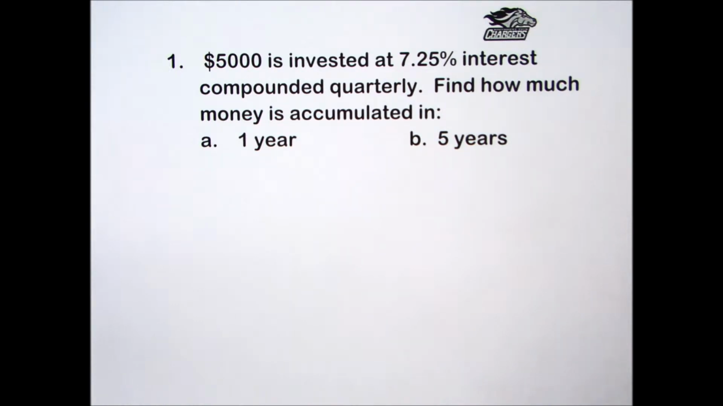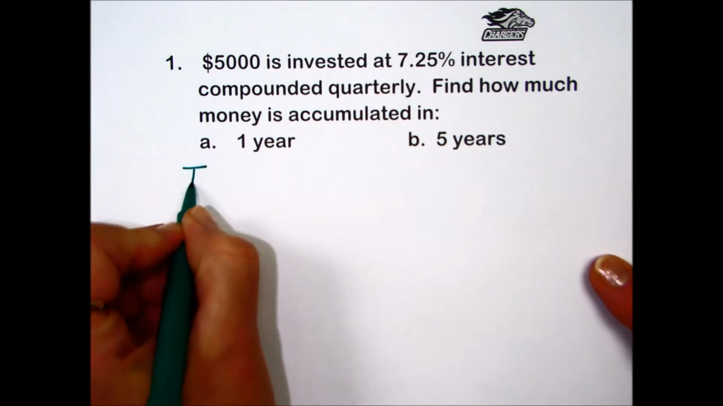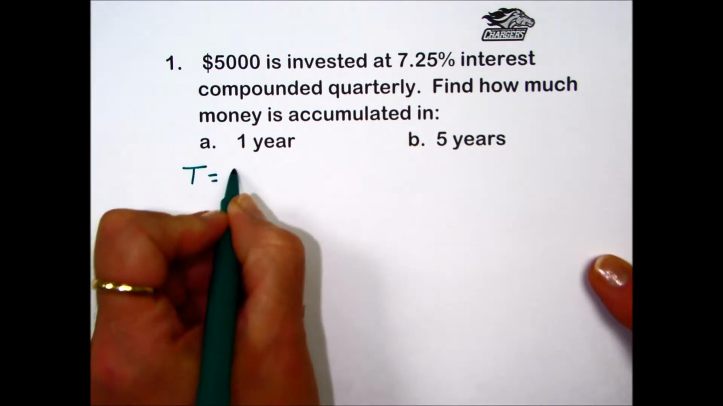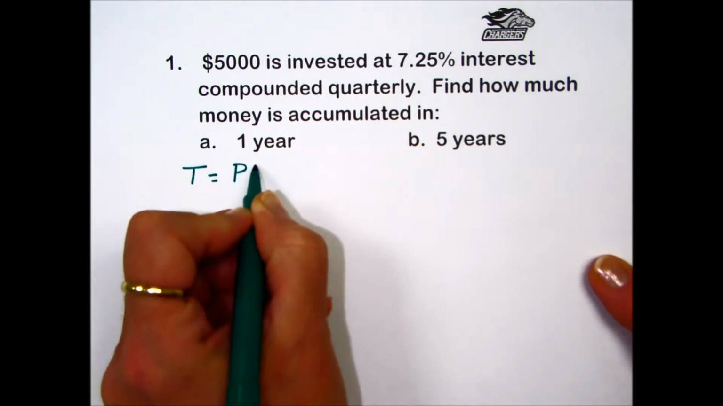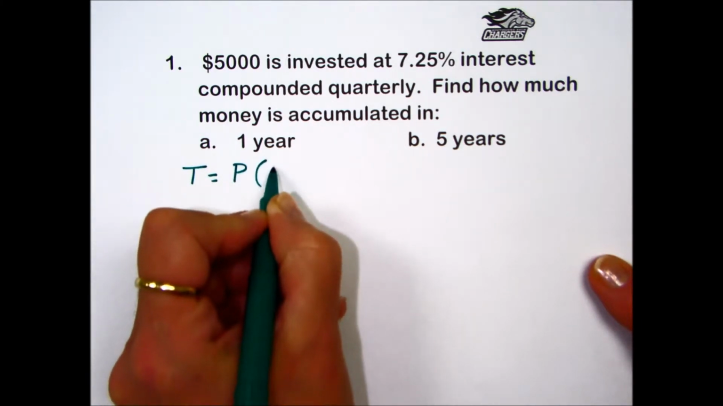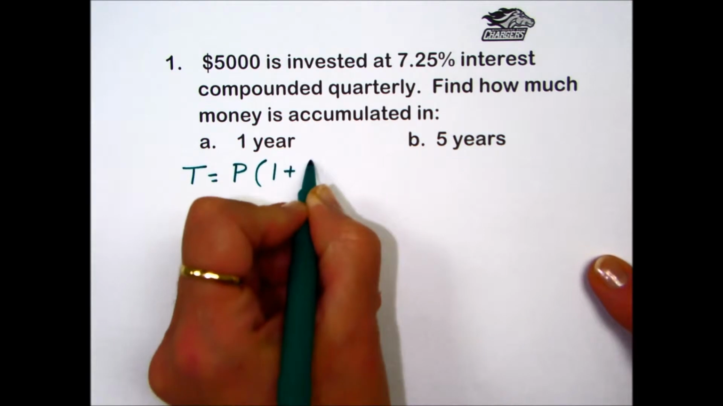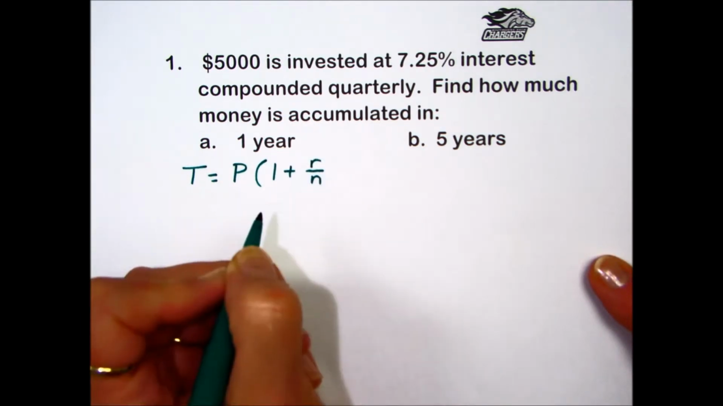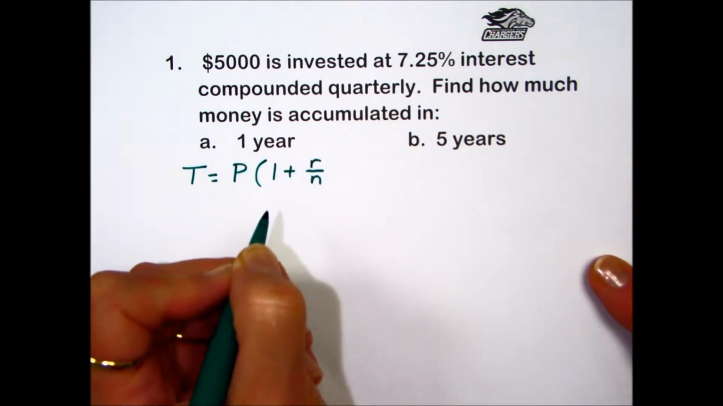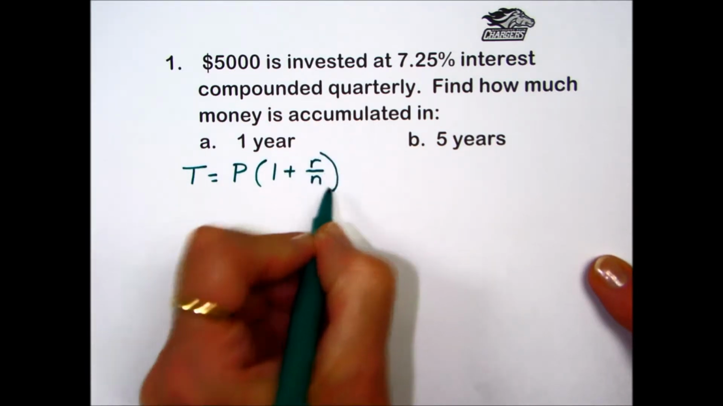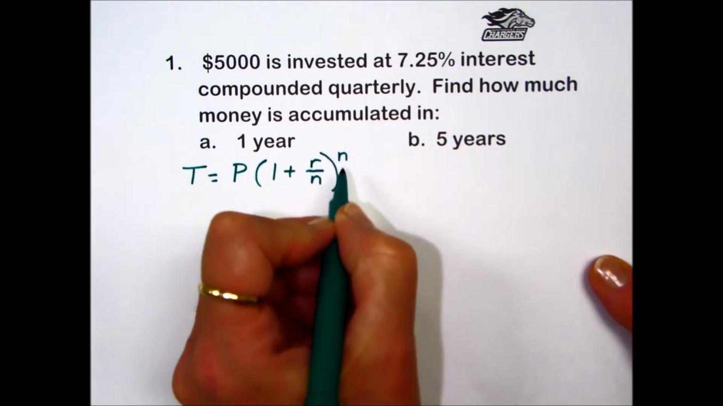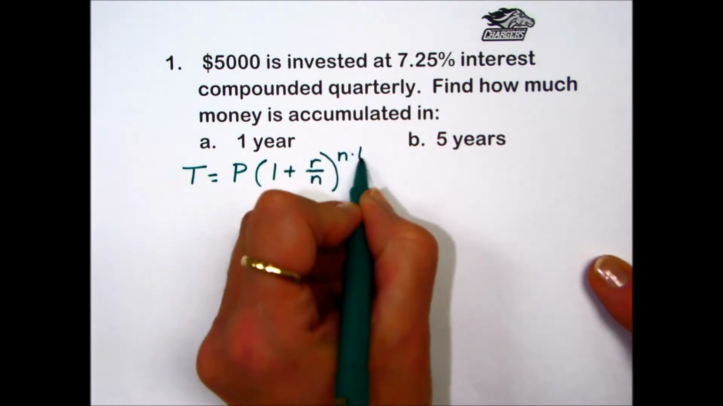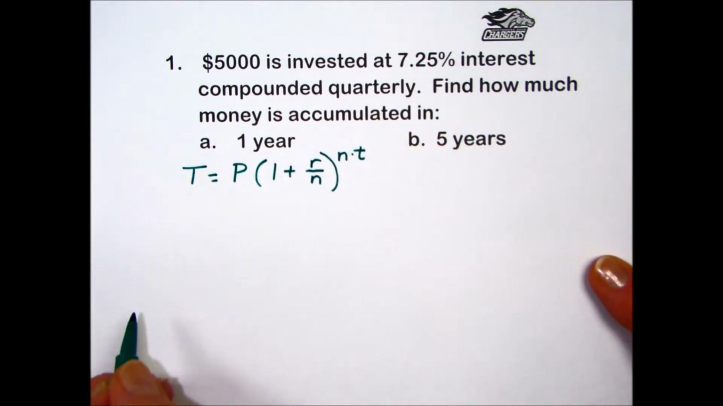This problem involves using the compound interest formula, where A, the total amount, is found by taking P, the principal, the initial investment, times the quantity 1 plus r, the interest rate, divided by n, the number of compounding periods per year, raised to the n times t, where t is the time in years that the account has been compounding.